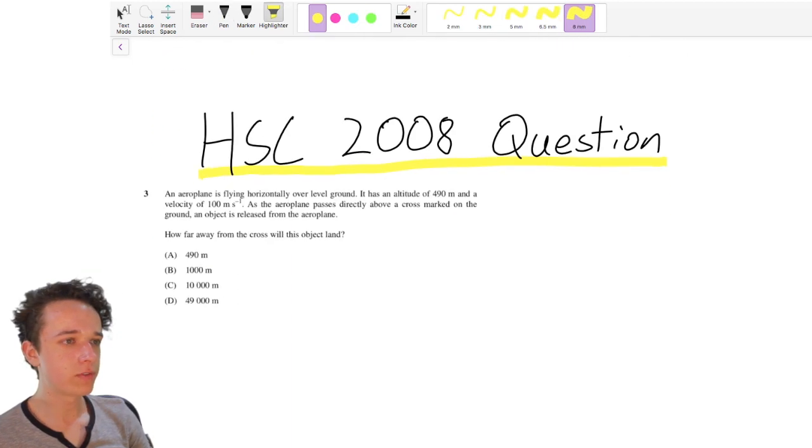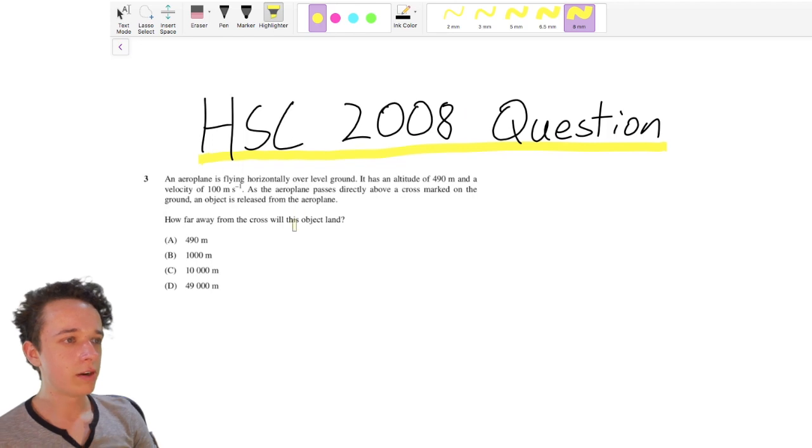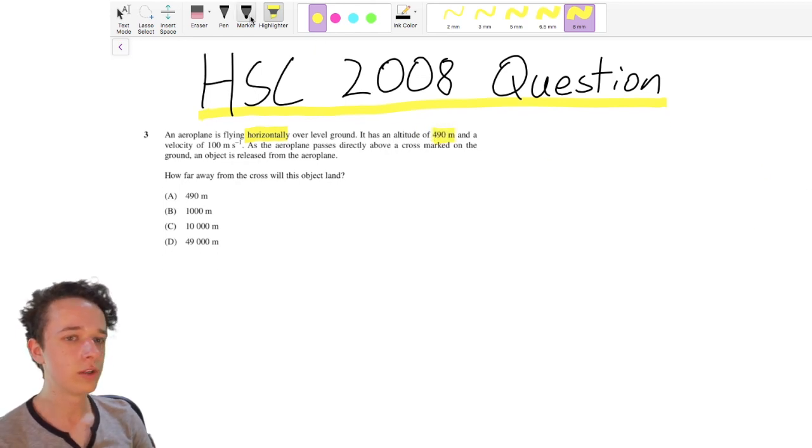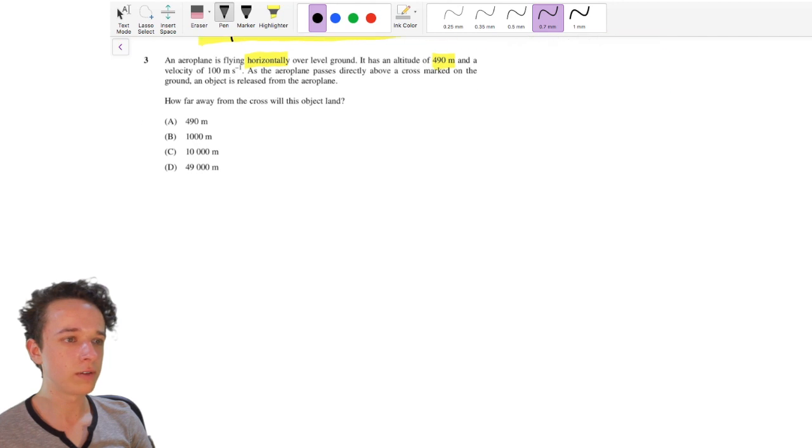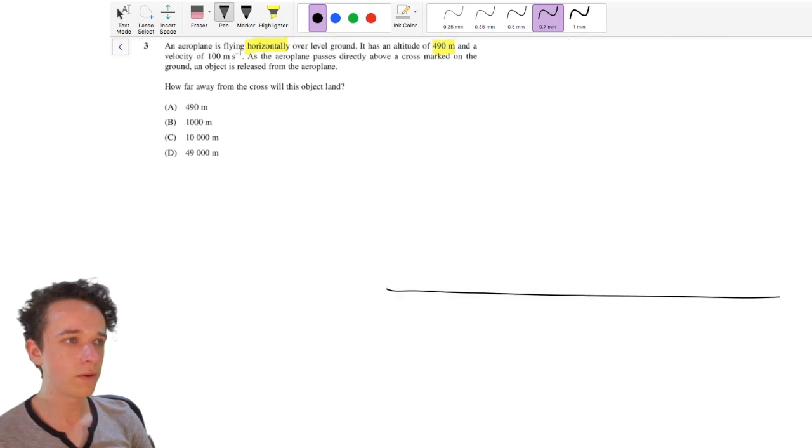The next question is from HSC 2008. An aeroplane is flying horizontally over level ground. It has an altitude of 490 meters. So let's just draw the information that we have so far. So it's flying over level ground.